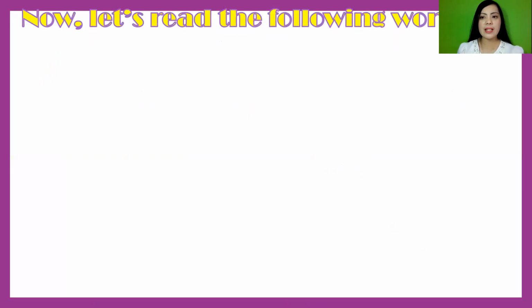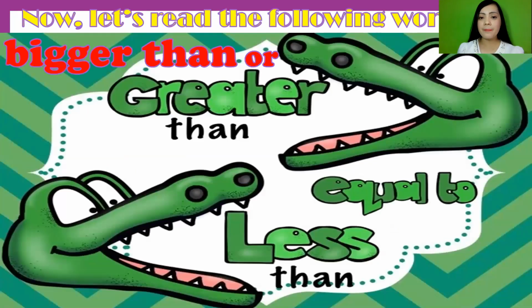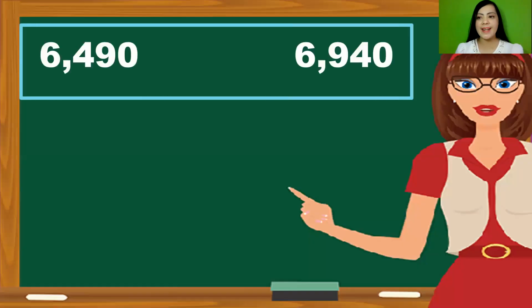Okay, now let's read the following words. When I say greater than or greater than, the same. When I say smaller than or less than, the same. Equal to or same as. Okay, now it's time for you to answer. I have here two sets of numbers and you're going to compare numbers.